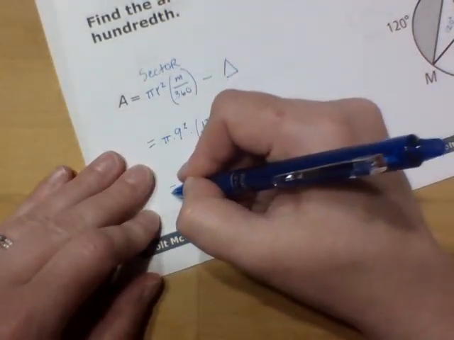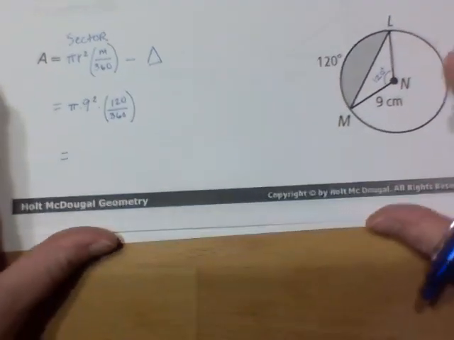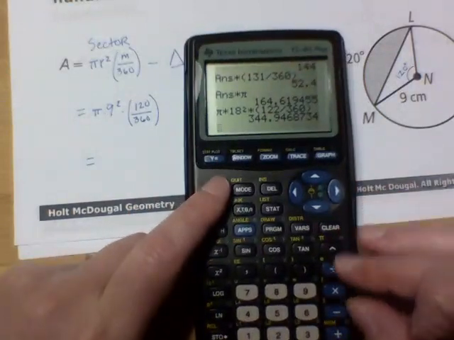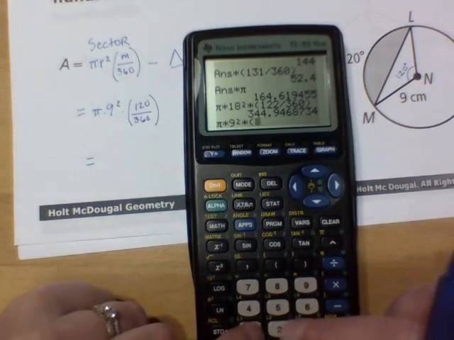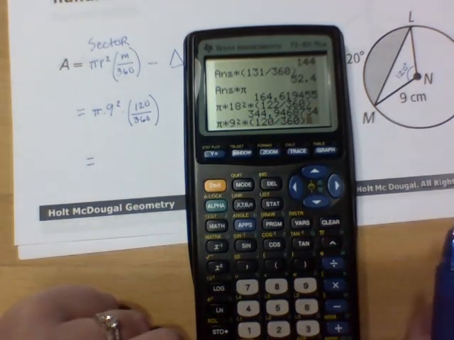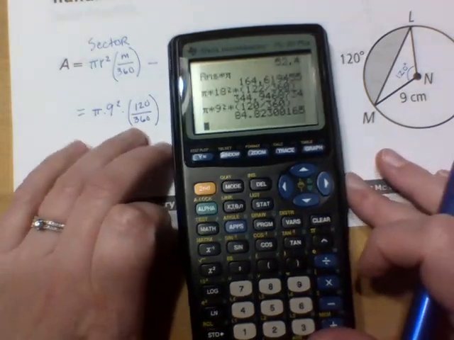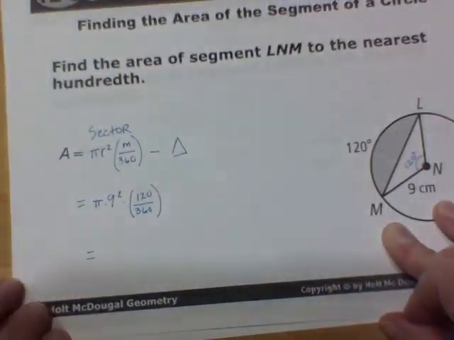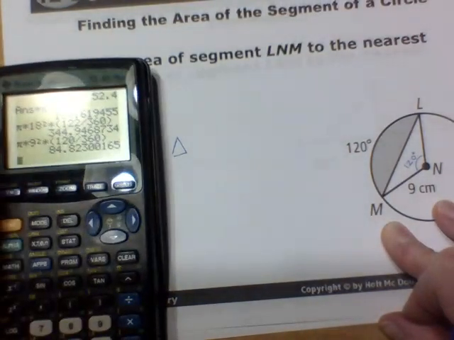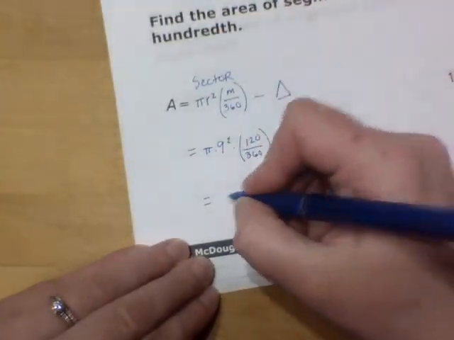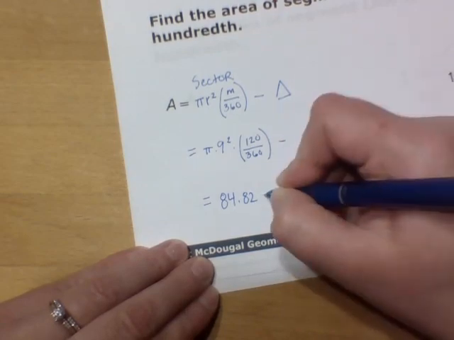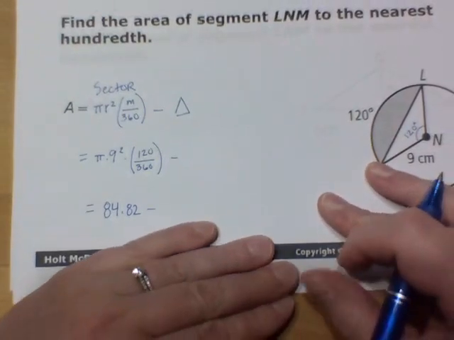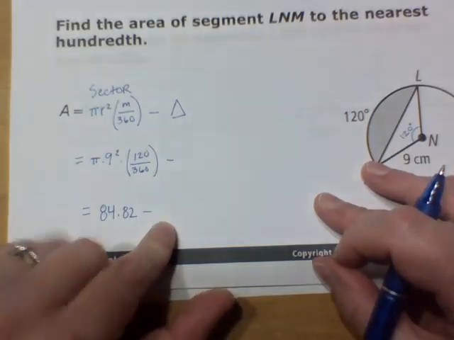So we're going to start by getting our sector, and then we'll work through how to get the triangle. So our decimal equivalent here is going to be pi times 9 squared times a third, or 120 over 360. So 84.82, what does it say, nearest hundredth? So 84.82, yep. But then again, we are going to subtract the area of that isosceles triangle.